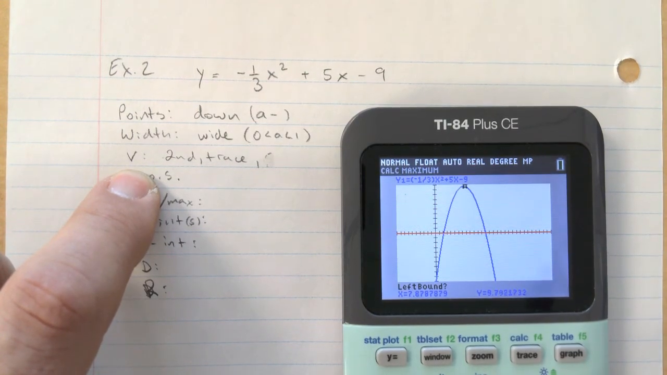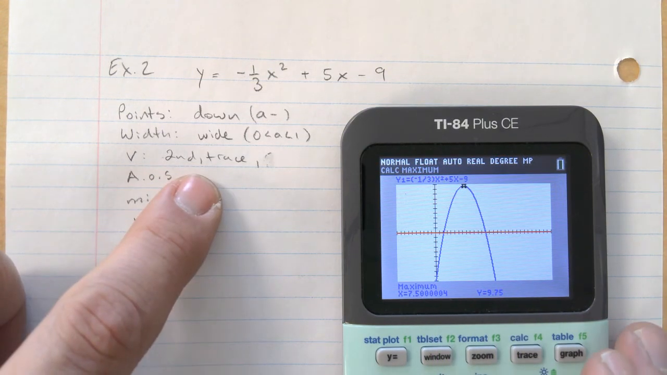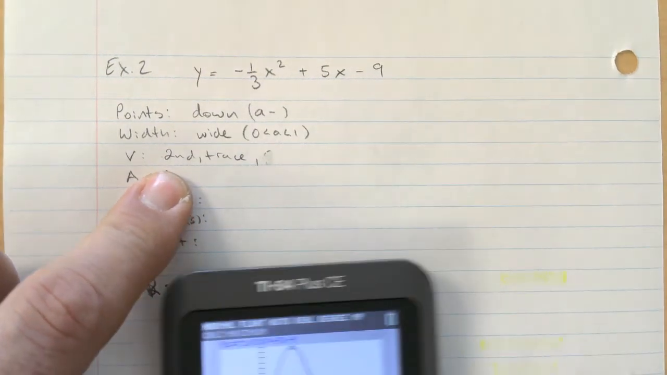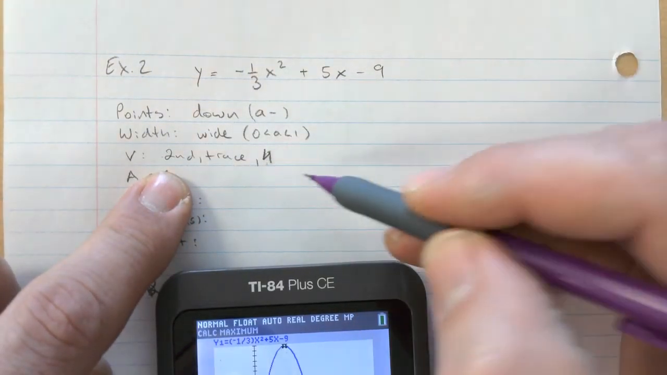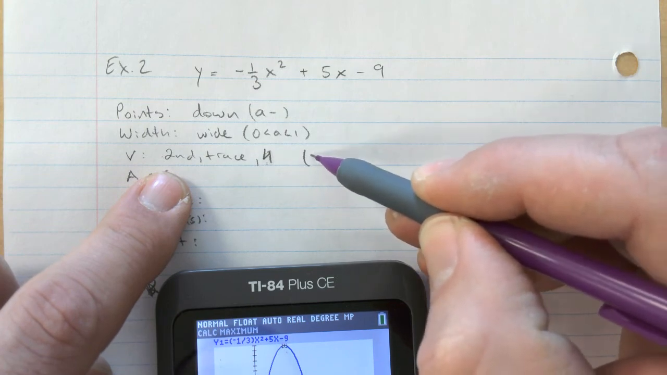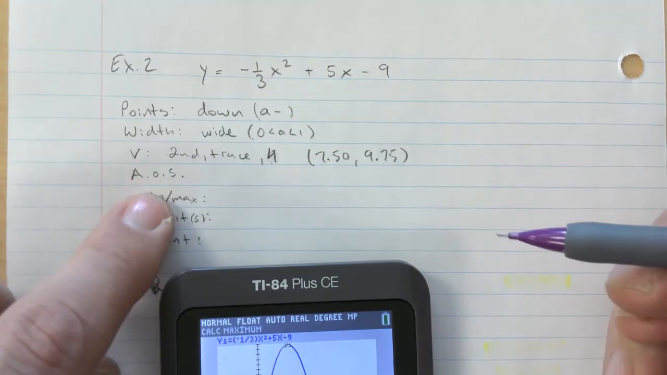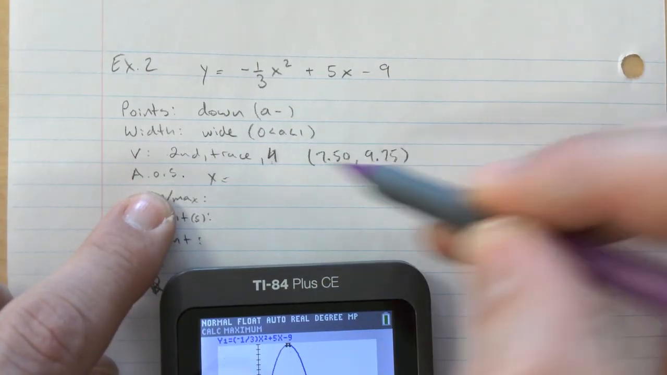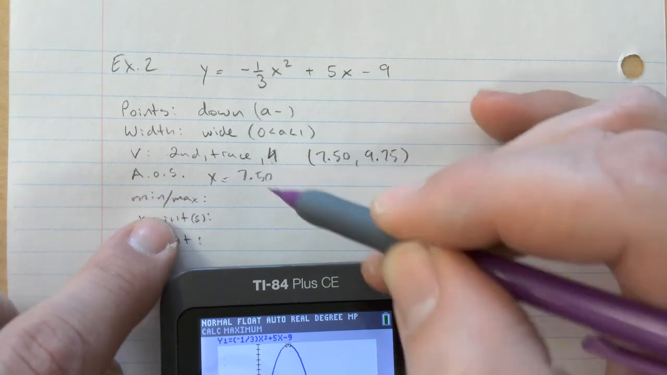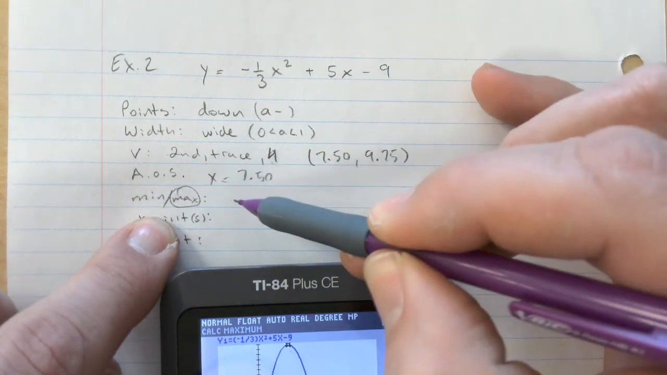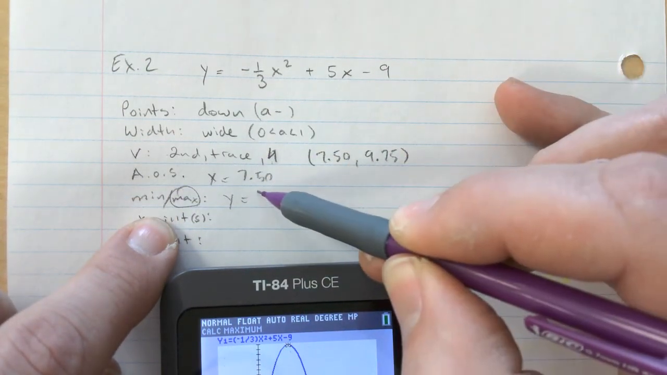To get the max, I got to go second trace 4 for max. I'm going to go to the left of the vertex, hit enter. Go to the right of the vertex, hit enter. Enter again. So it's 7.5, 9.75. Always rounding to 2 decimals, okay? Nearest hundredths. And the answer is 7.50, 9.75. Axis of symmetry is just 7.5. There's a max here again. y is equal to 9.75.